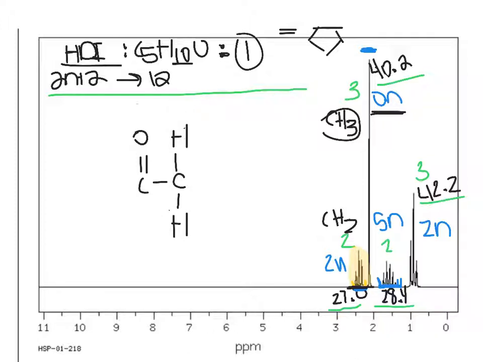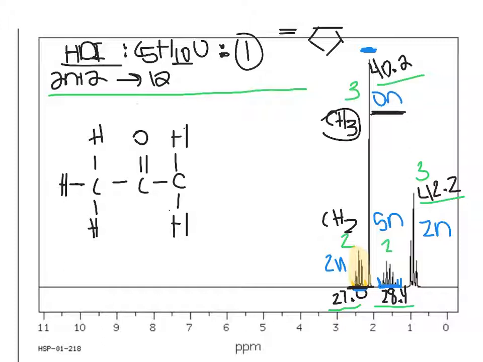So that means that they're going to be over here. And this also makes sense because our N+1 rule shows that there should be no neighboring protons to these protons over here, and where I've placed them fits this description.